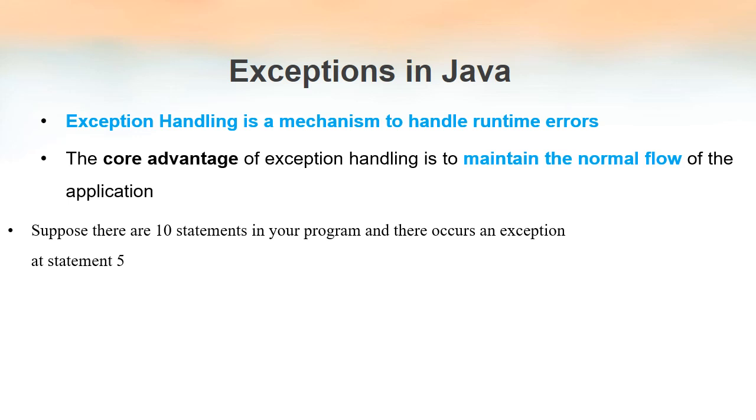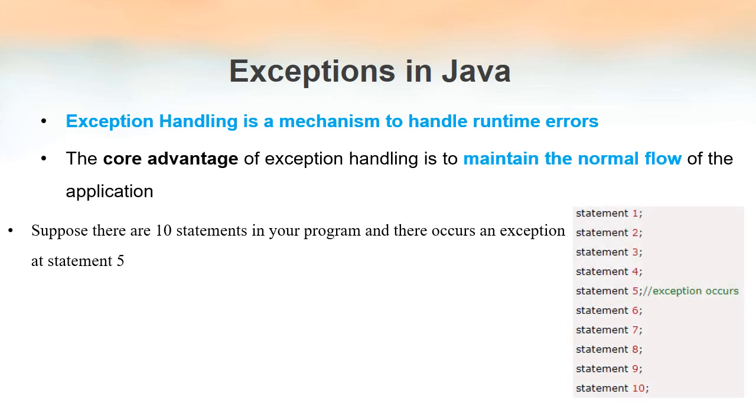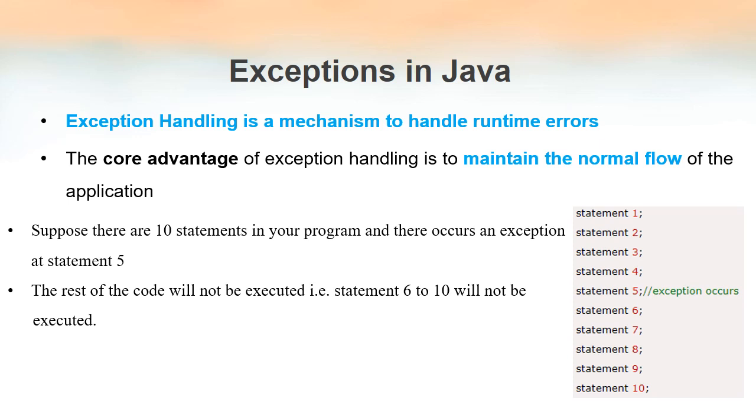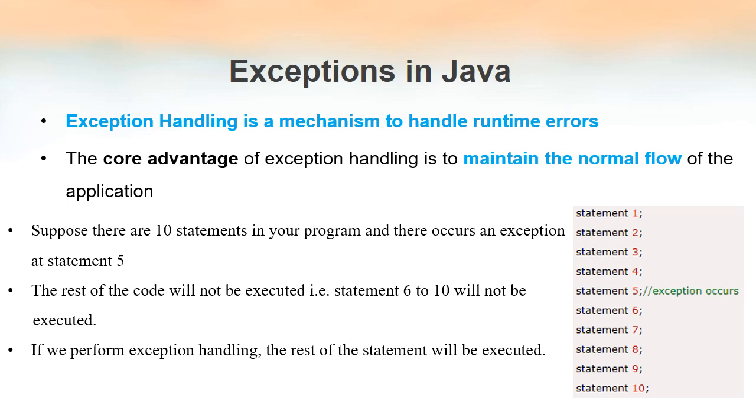Suppose we have 10 statements in our program and an error occurred at line number 5. All the remaining lines of code are correct, that is statements 1, 2, 3, 4 and 6, 7, 8, 9, 10. All of them are correct, but the error occurs only at one line. So if we can handle that error that occurred at statement 5, the remaining statements of the program can be executed without any problem. That is why Java provides us with the exception handling mechanism.